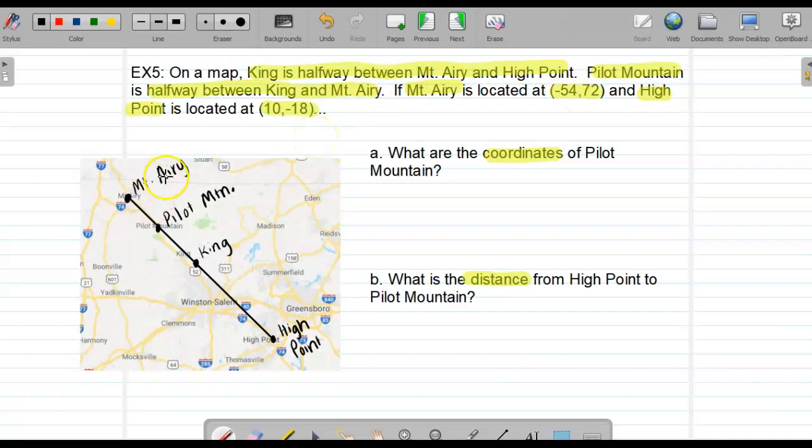Mount Airy is at (-54, 72). And High Point is at (10, -18).